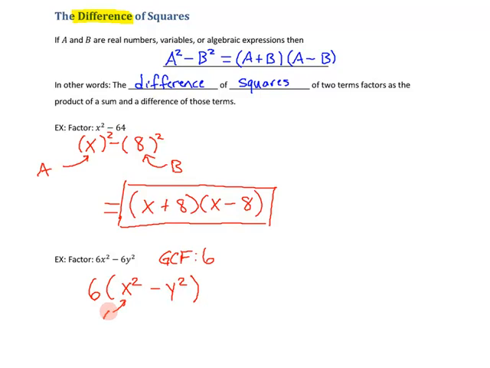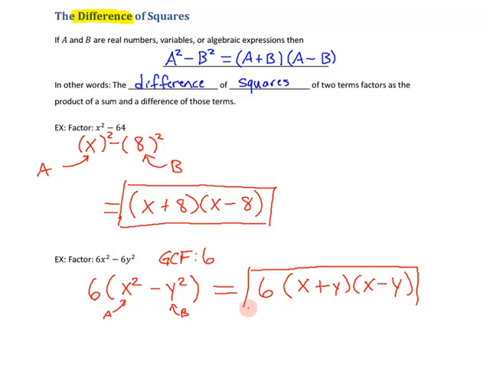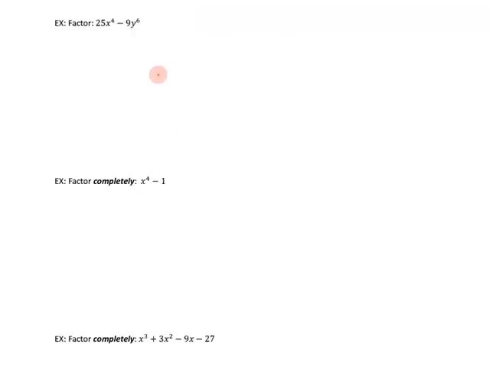Now there's my A, there's my B. It's the difference of two squares, so this is the same thing as 6 times x plus y times x minus y. Factoring the difference of squares is always the product of the sum and difference of those two numbers that are being squared. Let's try another one.